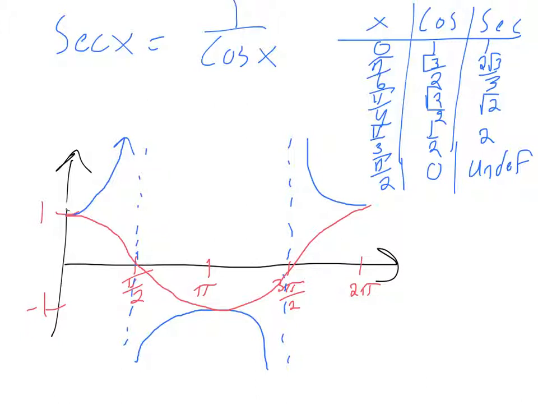Okay, so that's secant and cosecant. So let's look at some examples of graphing those. So if I gave you a function y equals 2 cosecant x - 1, go ahead and take a shot at graphing that one right there. Also, please graph one full cycle.